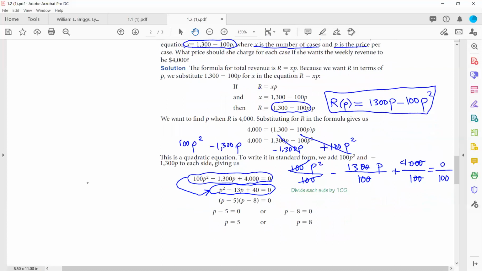We're looking for two numbers whose product is 40 and whose sum is negative 13. By inspection, those two numbers are negative 5 and negative 8. We set each factor equal to 0 and solve each of them. P minus 5 is equal to 0. It means that P can be 5. P minus 8 is equal to 0. It means that P can be 8.